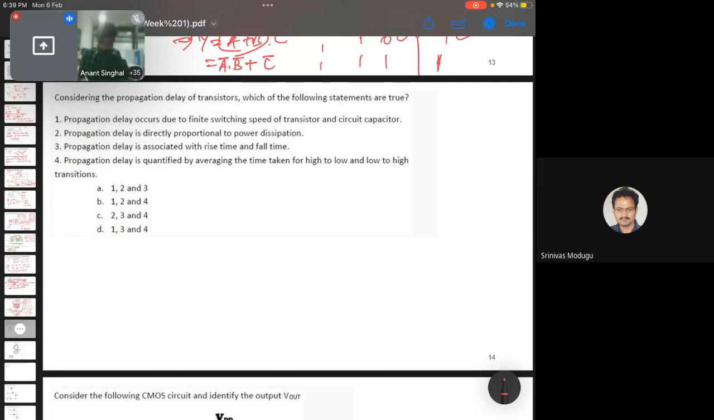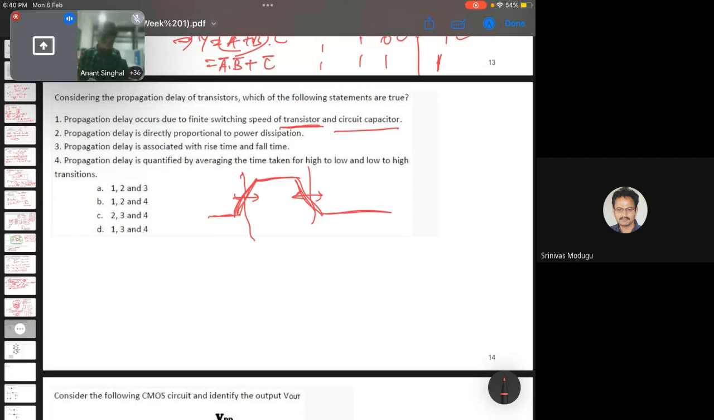Okay, so we know the basics of propagation delay. It is due to the finite switching speed of the circuit. So we know there is some rise and fall of this input that we apply, the pulse. It is the rise time and this is the fall time. So it is due to the finite capacitance in the circuit and other things, the delay due to the transistor.